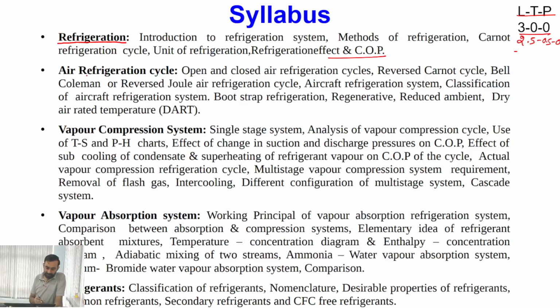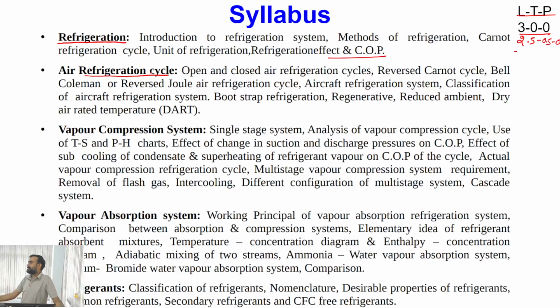Next unit is on the air refrigeration cycle. Basically, in your course of thermodynamics, you study about air standard cycles. In case of air standard cycles, our working fluid is air, and there are certain assumptions which this working fluid follows while it goes through different processes in a cyclic manner. And the different air standard cycles which you have already studied are nothing but the Otto cycle, Diesel cycle, Dual cycle, Brayton cycle, etc. All these are power producing cycles.